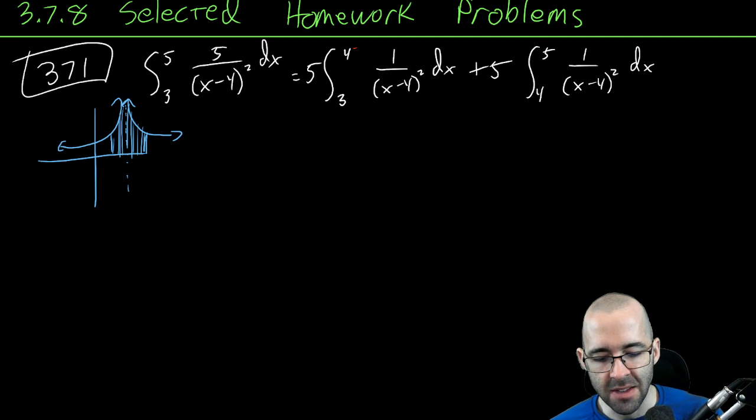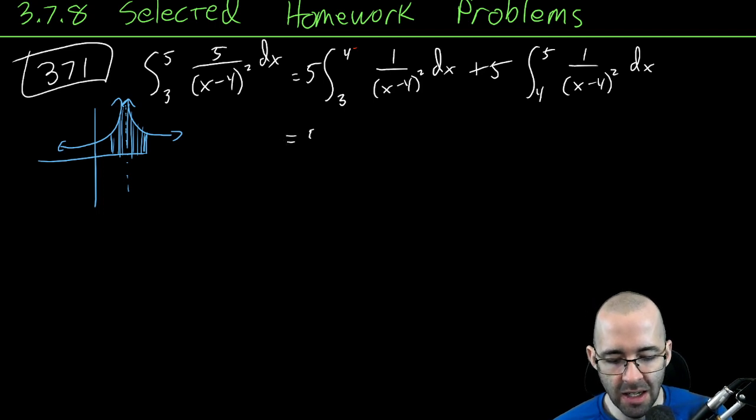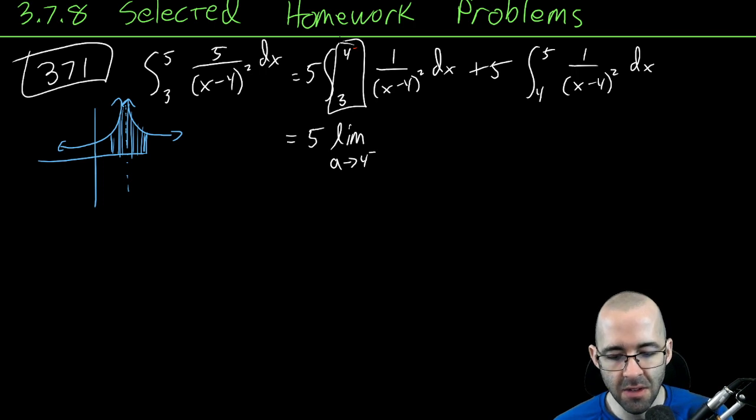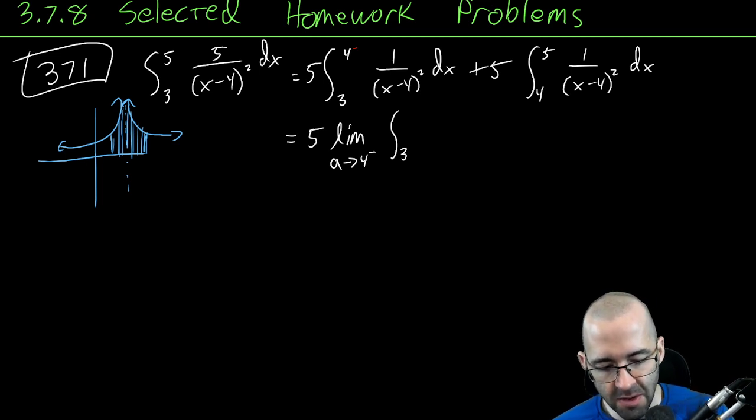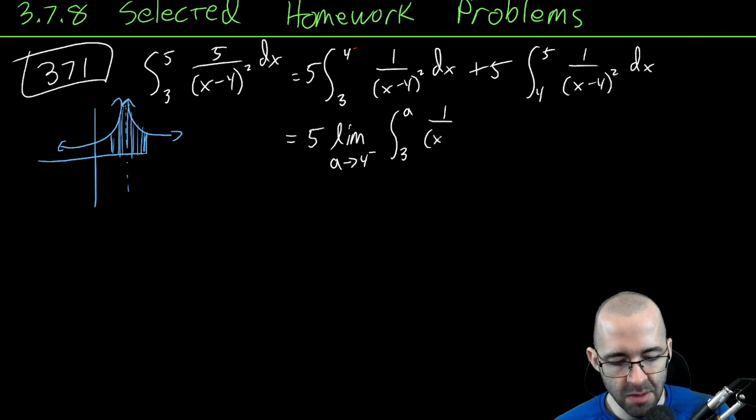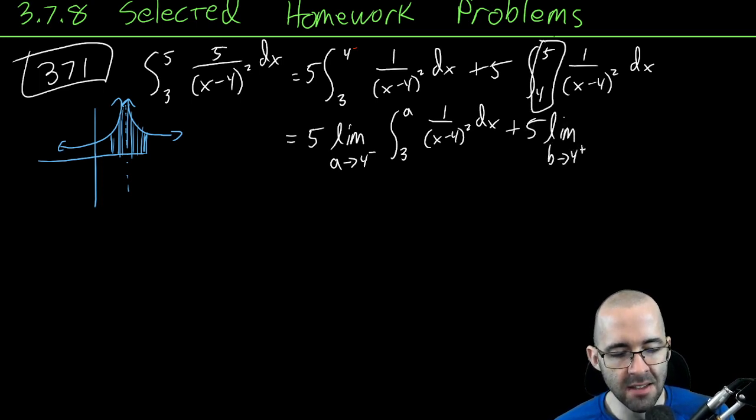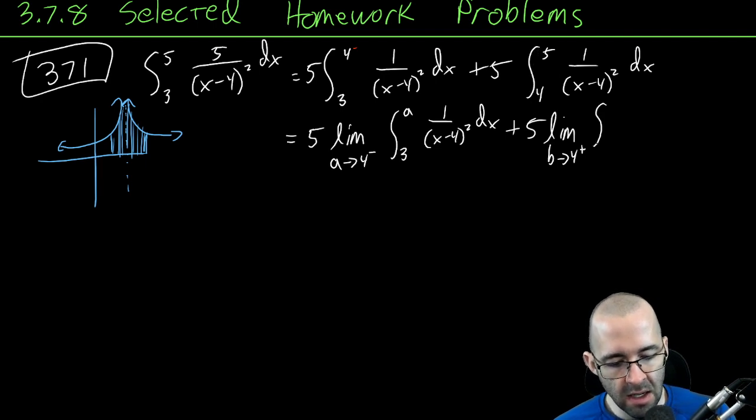Okay, and then again, we set it up with the limits. It's a little tedious, but it's okay. It's going to be 5 times the limit as a goes to 4 from the left. We always approach from the inside of the interval. Of the integral from 3 to, sorry, from 3 to a. Undo, I say, undo. Of 1 over (x minus 4) squared dx, plus 5 times the limit as b goes to 4 from the right. That's the inside of this interval. Integral from b to 5 of 1 over (x minus 4) squared dx.